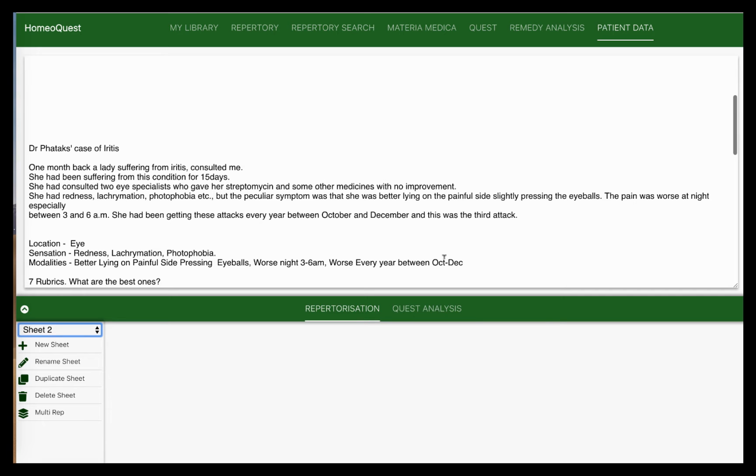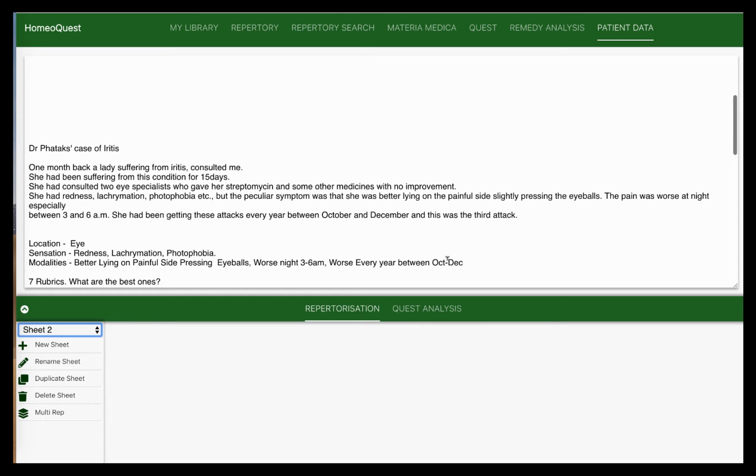And the other aspect is we've got to generalize. So you can't repertorize looking at eye pains better by lying on the painful side, or eye pains worse at night, or worse in this, because then you're restricting. You've got to generalize. So we are going to look at these modalities and we are going to generalize them. That's the second most important thing.